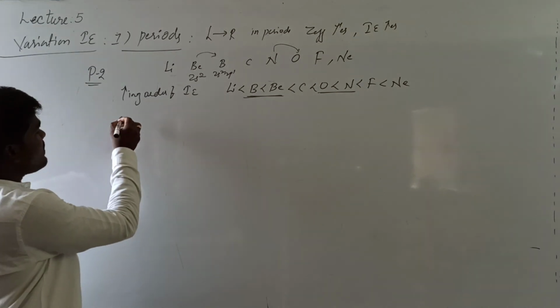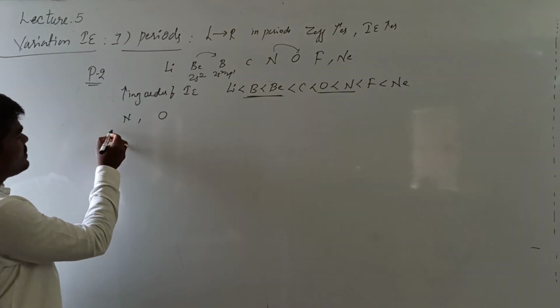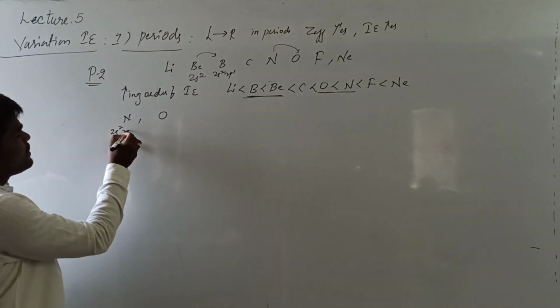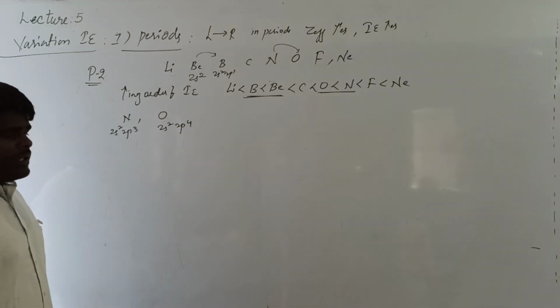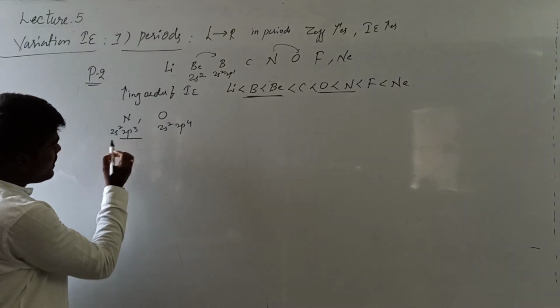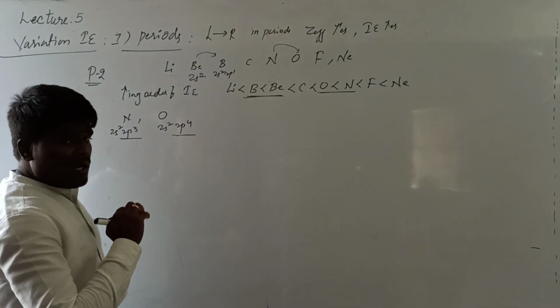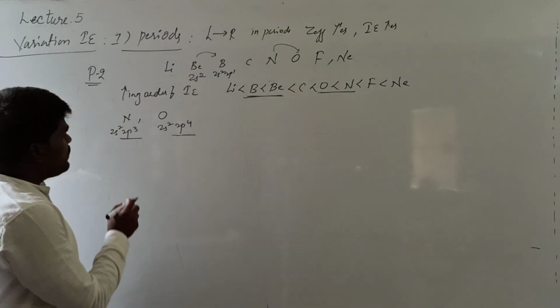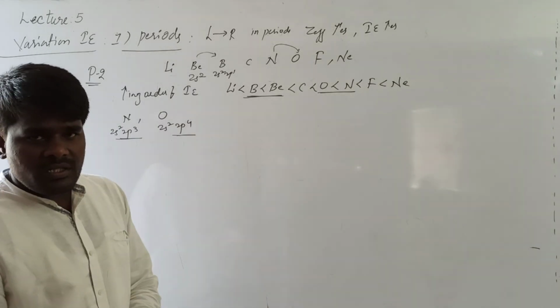And we are talking in case of nitrogen and oxygen. What is the valence electronic configuration of nitrogen? This will be 2s2 2p3, and this is 2s2 2p4. Here also the same. If you look here, the p orbital is exactly half filled, and here it is neither half filled nor fully filled. And we know that generally half filled configurations are more stable, as we just discussed.